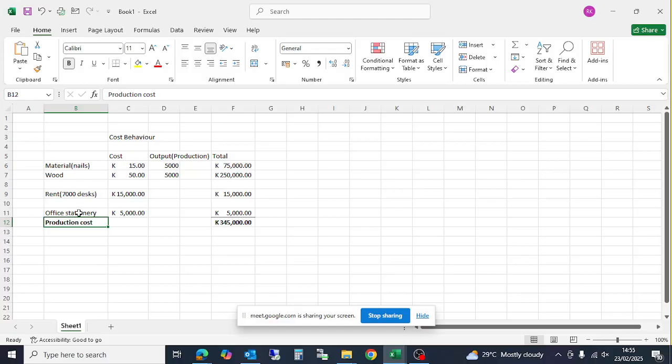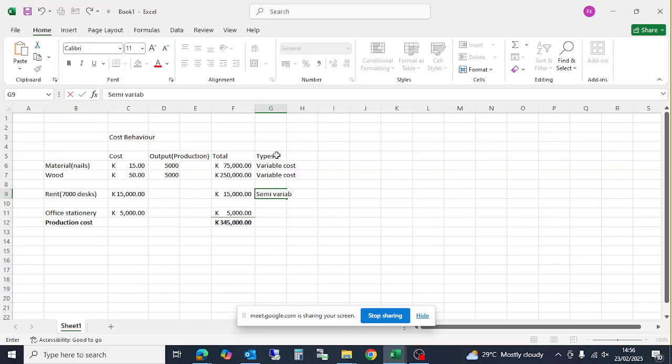Okay, so now we know how these particular costs relate to production. For instance, nails are affected by production, wood is affected by production, rent is not affected by production, or it's affected up to 7,000. Office stationery is not affected by production. So if we were to look at the types, I would say material is a variable cost, wood is a variable cost, rent I can put up as semi-variable in this case, and stationery will be a fixed cost.